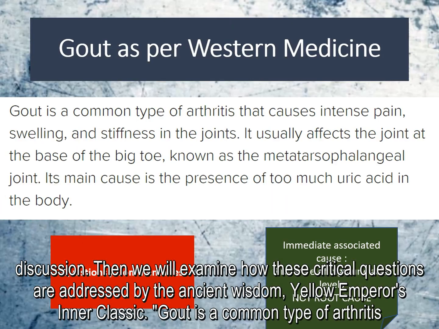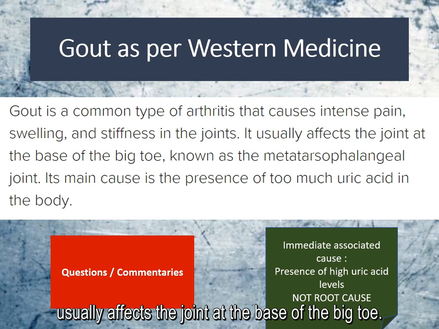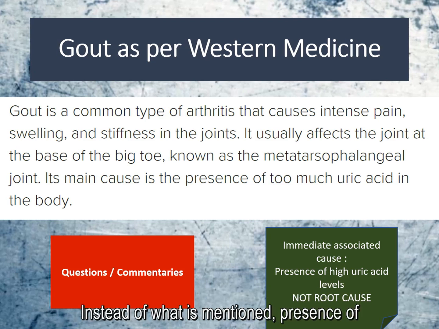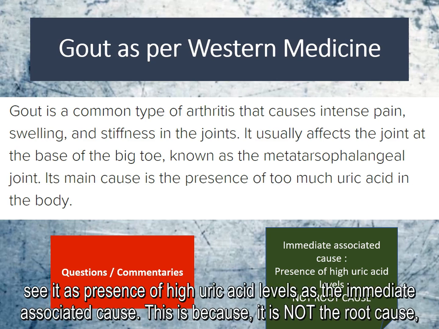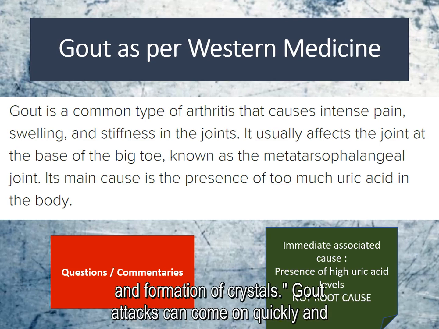Gout is a common type of arthritis that causes intense pain, swelling, and stiffness in the joints. It usually affects the joint at the base of the big toe. Its main cause is the presence of too much uric acid in the body. Instead of seeing uric acid as gout's main cause, we will see the presence of a high uric acid level as the immediate associated cause. This is because it is not the root cause. We need to explore further what causes the high uric acid level and the formation of crystals.